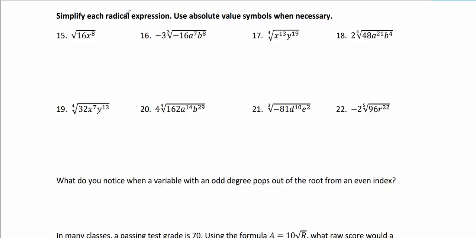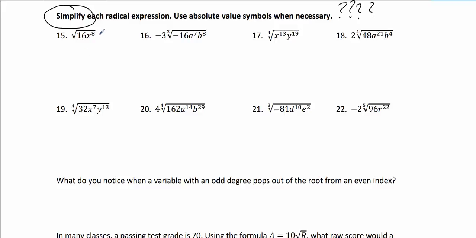Okay, it says simplify each radical expression and then use absolute value symbols when necessary. What? What absolute value? We're not talking about that. Well, we kind of are a little bit, and I'll explain why we use absolute value symbols and when to use them correctly, when not to use them, and we'll go through all that stuff as well. So I want to simplify as best as I can. Some of the numbers won't work out really nicely, and some of the variables will as well. So we're going to find out how to do all of this with variables and numbers.